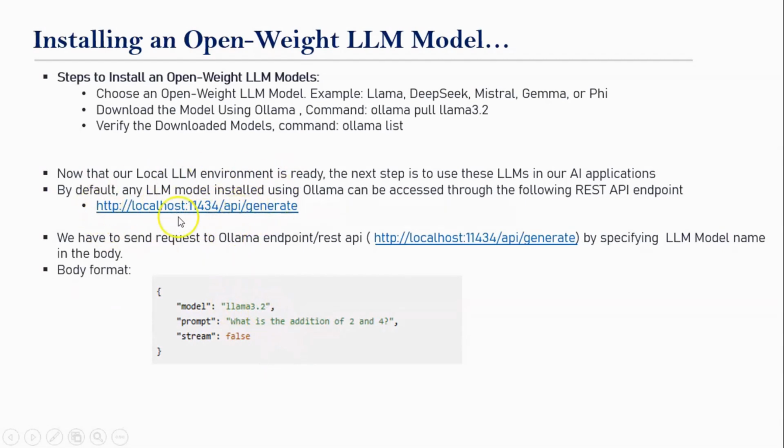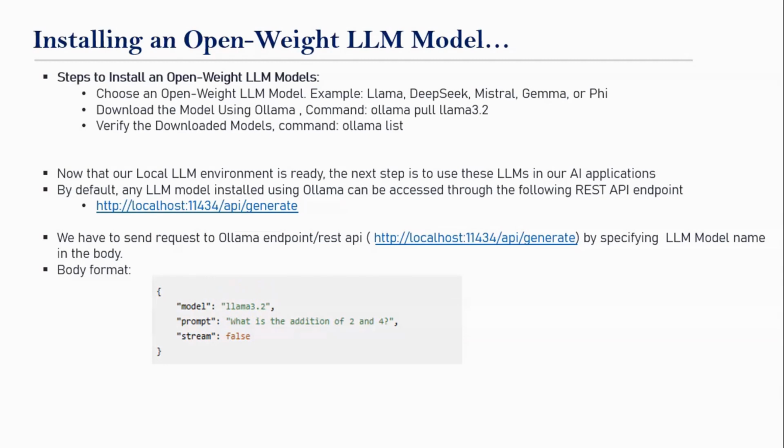Only while calling this endpoint, whichever LLM model you want to use, that model name you have to pass in the body. As of now, don't worry about prompt and stream. Only concentrate on model. So which LLM model you want to use for your AI application, that model name you have to pass here. But make sure that this model is already installed with your Ollama. Otherwise, you will get an exception.